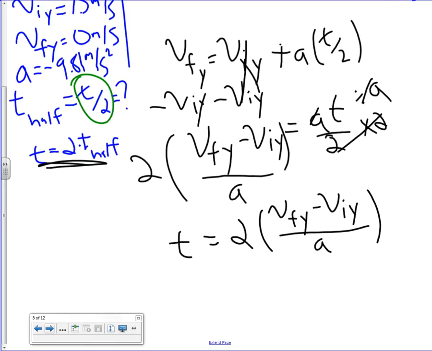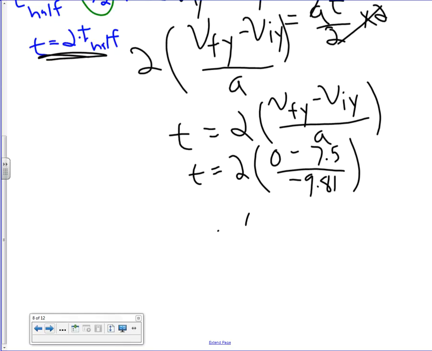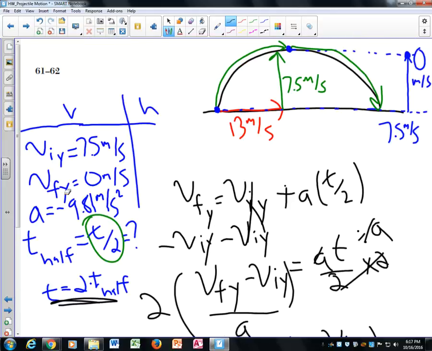Now we'll sub in our values. We still have that 2. We have the final of 0 meters per second minus our 7.5 meters per second over negative 9.81. Putting that out, you get a total time equal to 1.5 seconds. So we've actually solved it in this case. This is just doing the same thing we did in notes, except we're just accounting for this, doubling the time at the beginning.